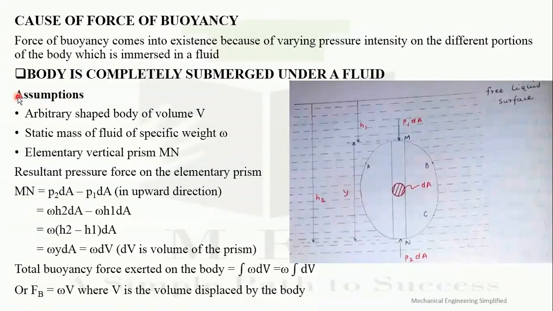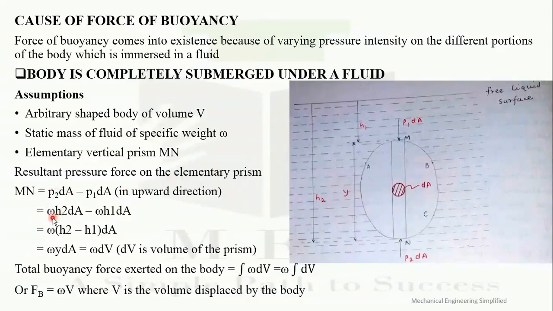Then there are some assumptions that we follow: we have an arbitrary shaped body of volume V. This looks something like an ellipse, but you can take it as any body, having the volume V, in a static mass of fluid of specific weight omega, and an elementary vertical prism MN. The resultant force acting on this elementary prism MN will be P2 dA minus P1 dA in the upward direction. This force will be P2 dA from this surface, and this force will be P1 dA on this one.